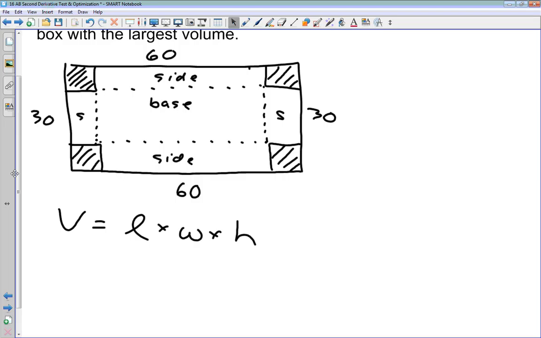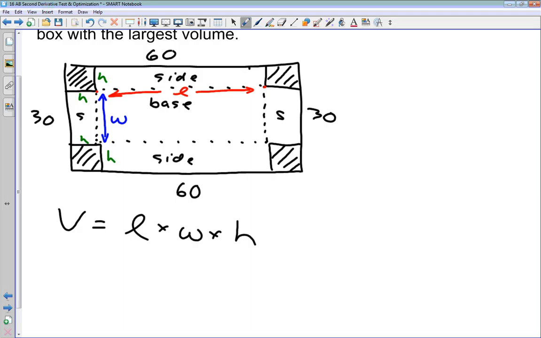So going back to our diagram, if we're thinking about our final box, the length of our box is going to be the length of the base along here, from here to here. The width of our box is going to be the width of the base along here. Okay. What is the height of the box going to be given by? The width of the side, yeah. So this little thing in here.